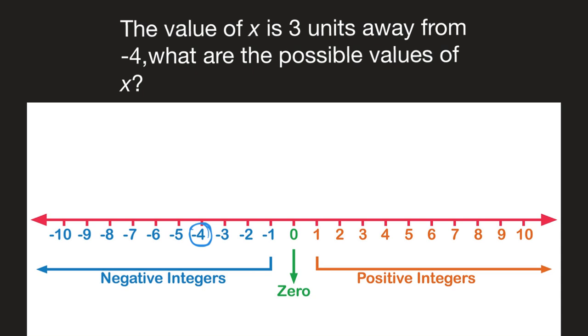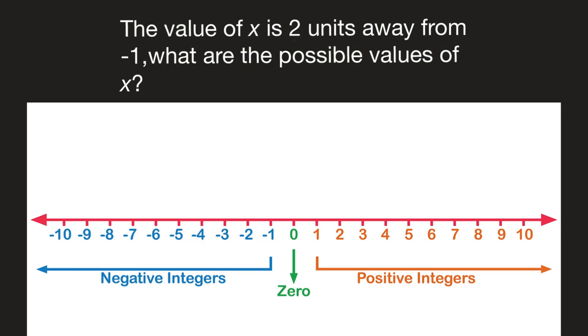So if I move to the left, that would be 1, 2, 3 to the left, and in which case, that answer would be -7. I can move to the right, and it would be 1, 2, 3 to the right, and that answer would be -1. So we can have two answers for this. We can have -7, and we could have -1.